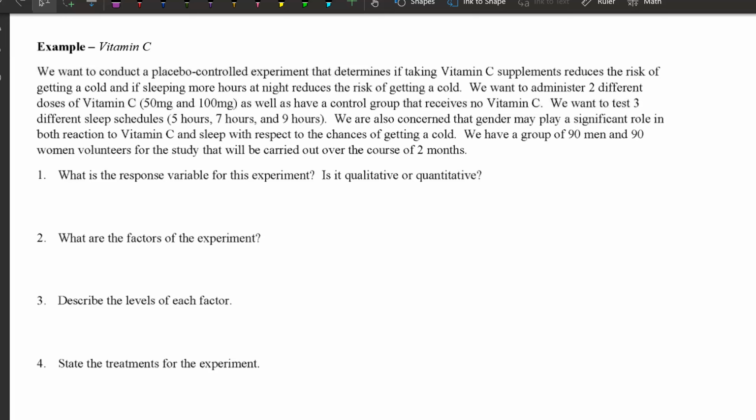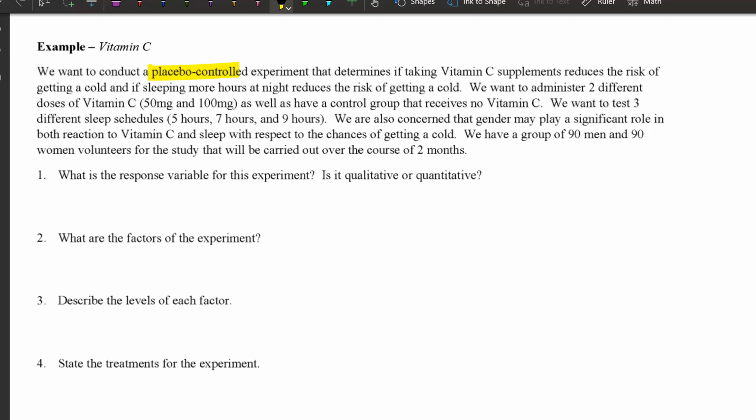All right, so vitamin C example. We want to conduct a placebo-controlled experiment. That means we are going to take into account the placebo effect that determines if taking vitamin C supplements reduces the risk of getting a cold, and if sleeping more hours at night also reduces the risk of getting a cold. We want to administer 2 different doses of vitamin C, as well as having a control group that receives no vitamin C. We want to test 3 different sleeping schedules, 5 hours, 7 hours, and 9 hours. I don't think we'd want to have a control group that has no hours of sleep.